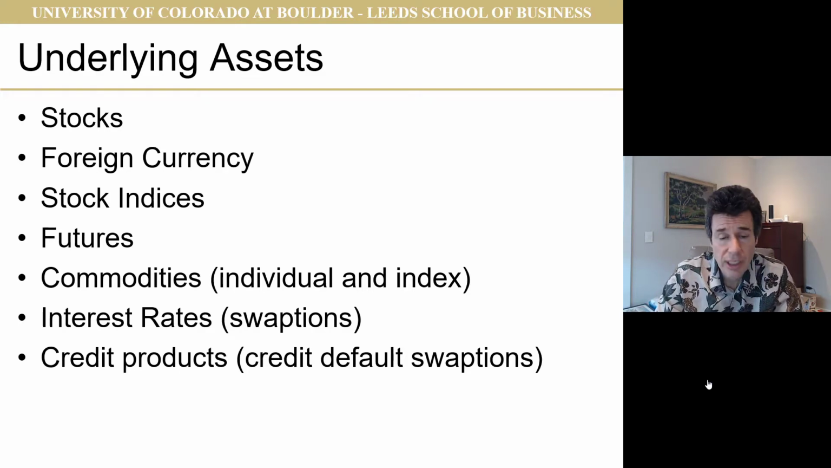And what distinguishes options from futures or forward contracts is that when you enter into a futures or a forward contract, as long as you don't close it out early, you're obliged to either buy or sell the asset. An option gives you the right, but not the obligation, to do so.